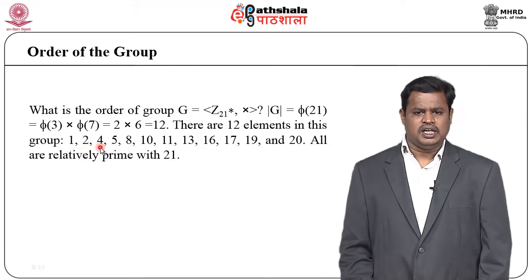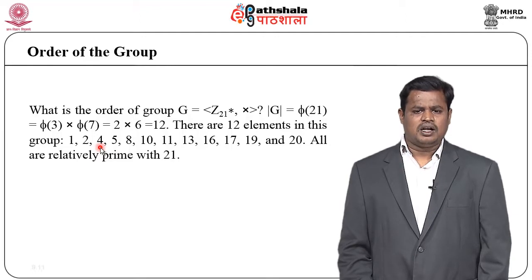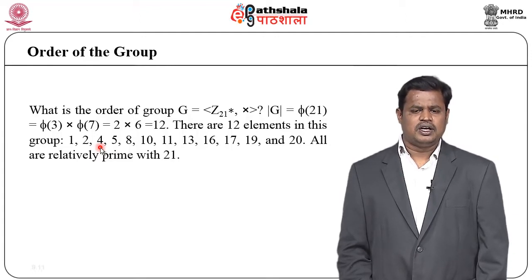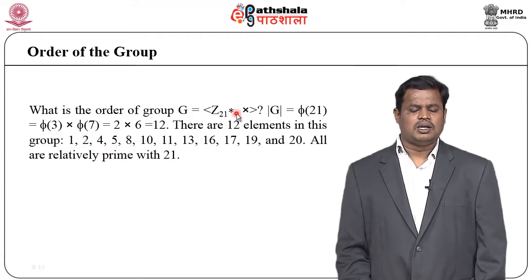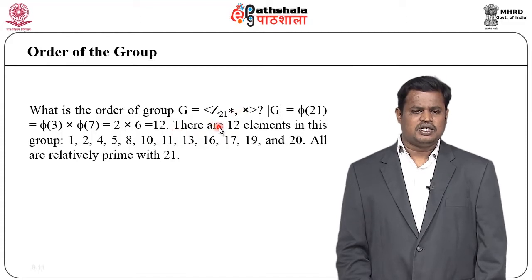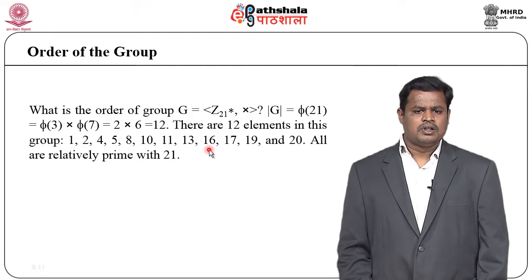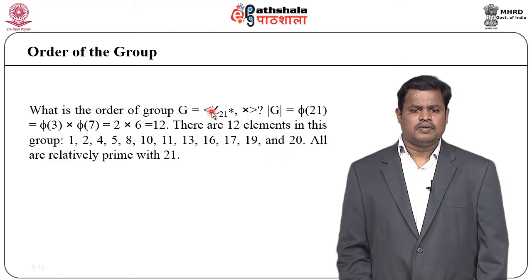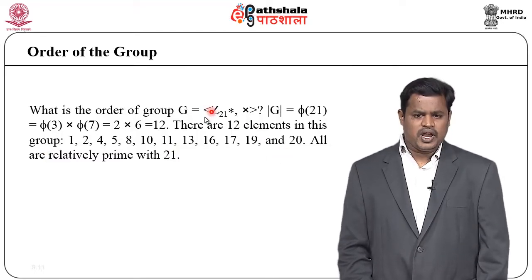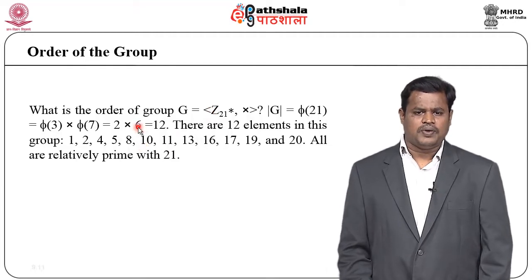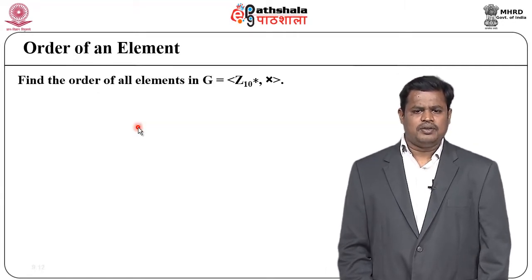Why are we not choosing 3? We know very well that GCD of 3 comma 21 is not equal to 1. So, that is why we are not taking 3. Similarly, 6 we are not taking, 9 we are not taking, because these are multiples of 3, and there will definitely be a GCD value other than 1, so they are not relatively prime elements. The listed numbers are relatively prime with respect to 21. So, now we know how to find the order of a group G. Let us take an example.